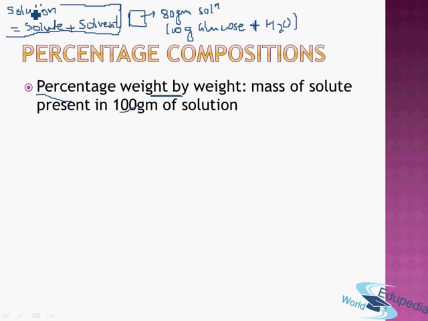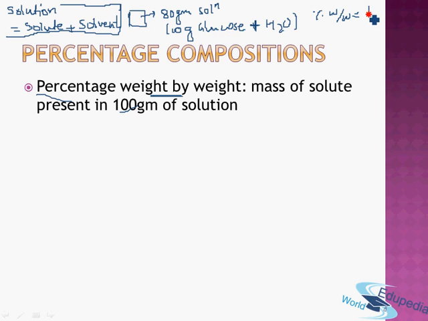Total mass of solution can be said to be mass of solute plus mass of solvent, and so on. Okay, so back to our example. If I have 80 gram solution, 10 gram of which is glucose and the rest is water, then the percentage weight by weight of this solution will be the mass of solute present in 100 gram of solution. That is how much solute is present with respect to the total mass of solution.